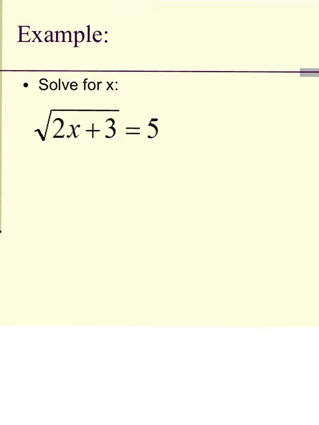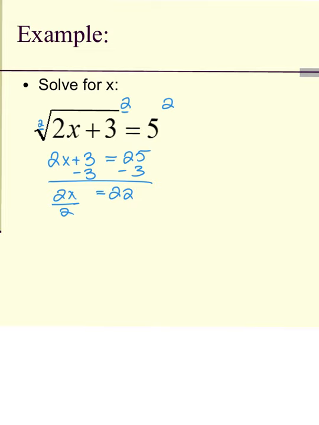So if we look at the first example, it says the square root of 2x plus 3 equals 5. We know that a square root, there's really a little 2 there. The opposite of square rooting something is to square it. So if I square this side and I square the other side, the square here knocks out this square root, so I'm left with 2x plus 3 equals 5 squared, which is 25. Now I have a regular equation to solve. I'm going to subtract 3 from both sides. I get 2x equals 22. If I divide by 2, I get x equals 11.